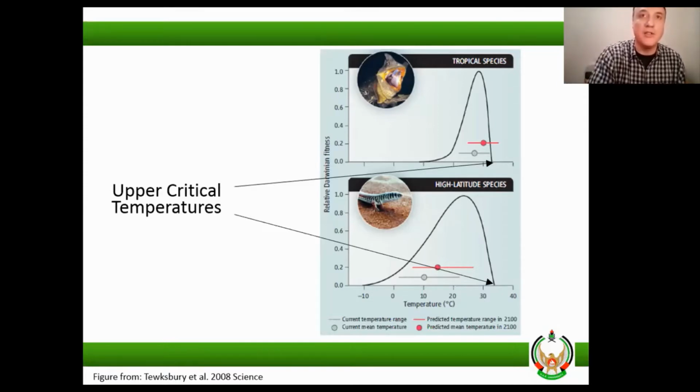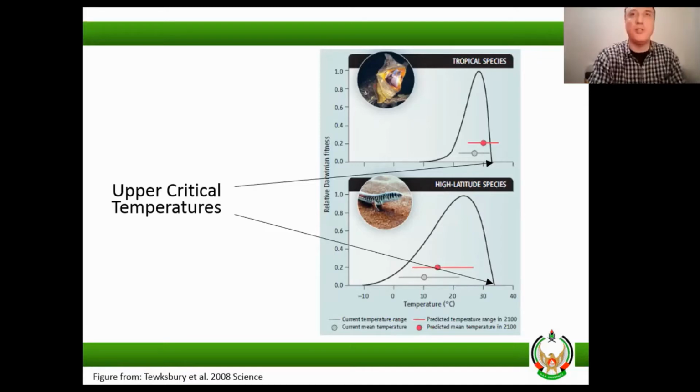And as I say, there's this concept of an upper critical temperature, which is the temperature at which that functioning ceases. You don't want to take organisms there. It's not a good place to go. But if you were measuring performance in terms of sprint speed, the speed at which a lizard can run away, for example, then the upper critical temperature would be the temperature at which the lizard can no longer run away. So it's not necessarily the temperature at which they drop dead, but the point at which the physiology can no longer function.